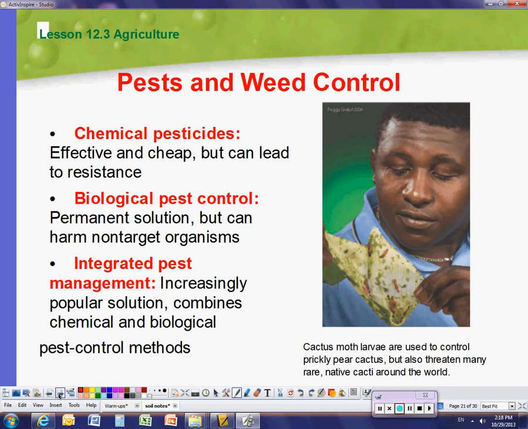All right, pests and weed control. All right, so what's a pest? A pest is organisms that cause us problems. Weeds are plants that cause us problems. So there's pests and weeds. We will use pesticides. They're chemicals to kill organisms that bother our plants.